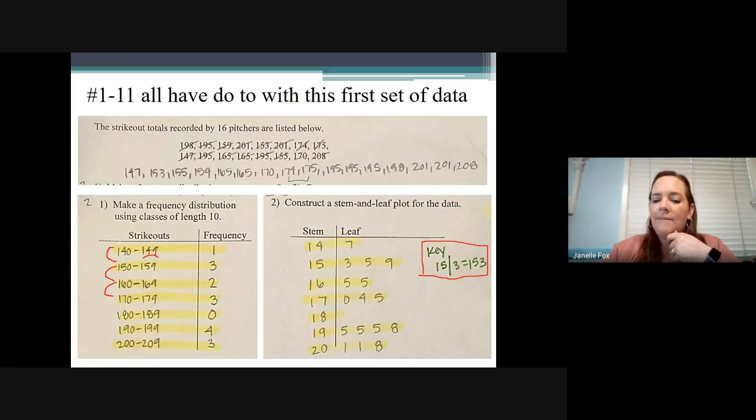You can make it with any number that you want to. You can pick the first number. You can pick a number in the middle. It doesn't really matter. I just randomly picked this one. And then notice, because there were no values in the 180s, that I just left it blank, okay?